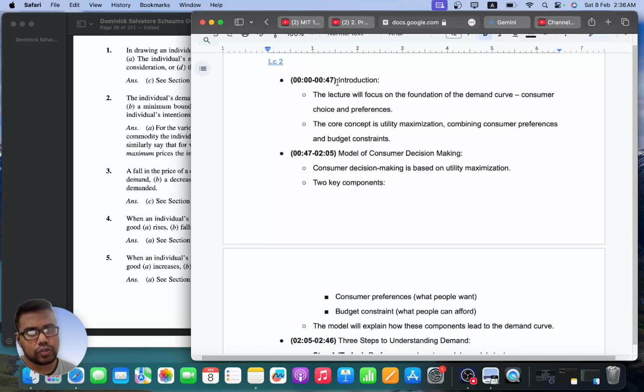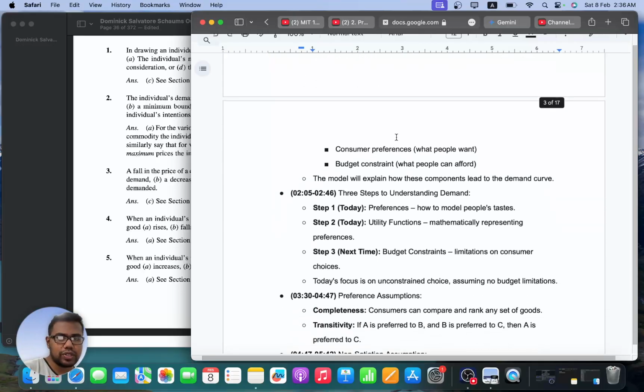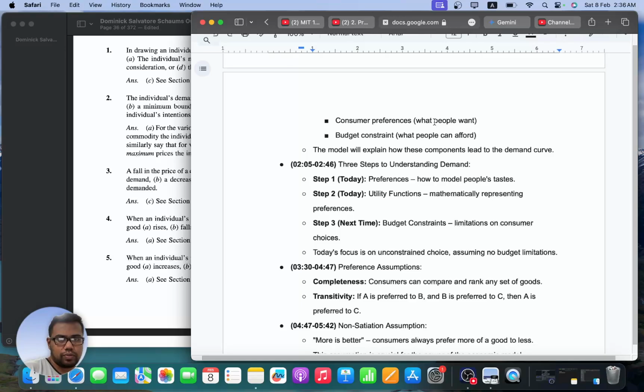Starting with the introduction: the lecture will focus on foundations of the demand curve, consumer choice, and preferences. So again, harking back to what we mentioned, consumer choice and preference, we're going to deal with preference here. The core concept is utility maximization, combining consumer preferences and budget constraints. We are going to learn that. The model of consumer decision making is based on utility maximization. The two key components: consumer preference and budget constraint. Preference is basically what people want, and constraint is what people can afford. And opportunity cost is basically the road you did not take. The model will explain how these components lead to the demand curve.